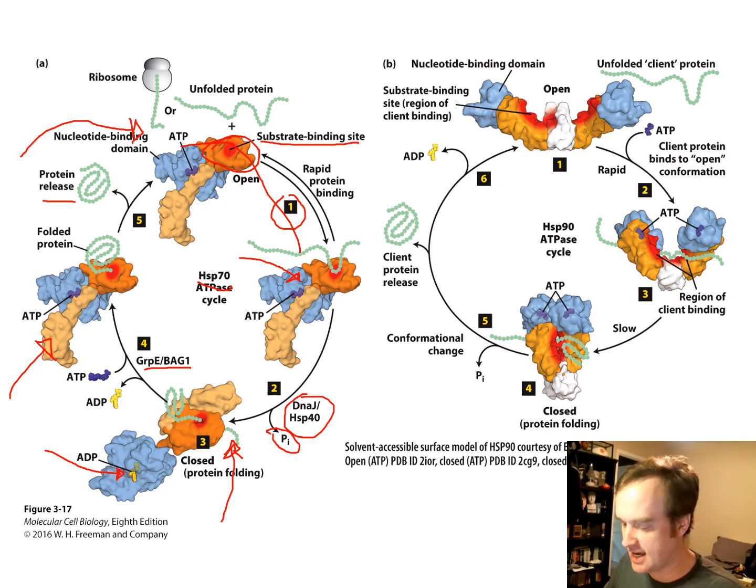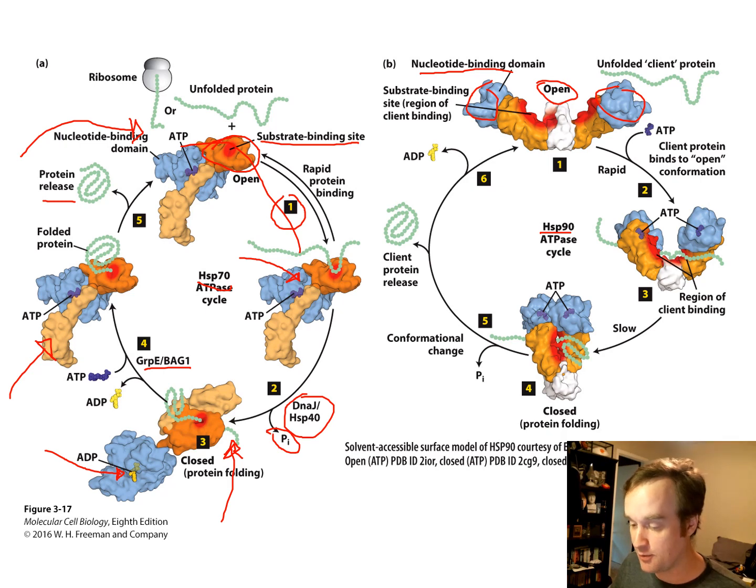Now let's look at a second type of chaperone folding. In this case we have Hsp, or heat shock protein 90. In step 1, there is this very flexible dimer that has an open configuration that can bind a client, or an unfolded protein. We have 2 of these nucleotide binding domains that are indicated in the light blue here.